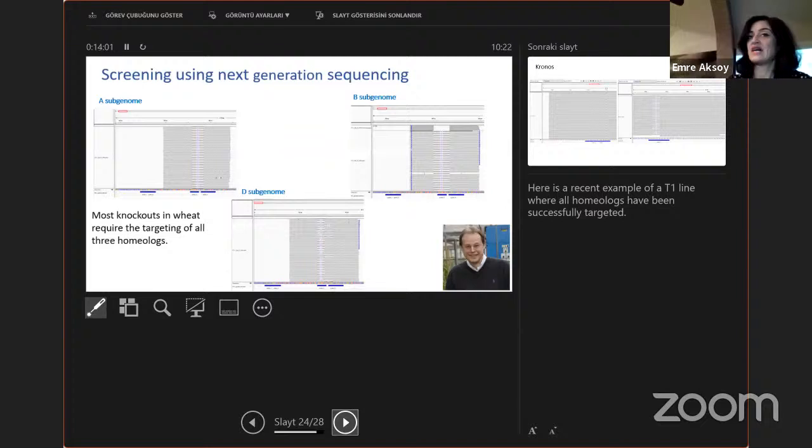This is again our work with Graham. He is the design feature with strategic leader. And this is our collaboration with the Danforth Center in the United States. In this target, we were targeting the 3 subgenomes. And you can see that we got homozygous edits in the 3 subgenomes successfully.